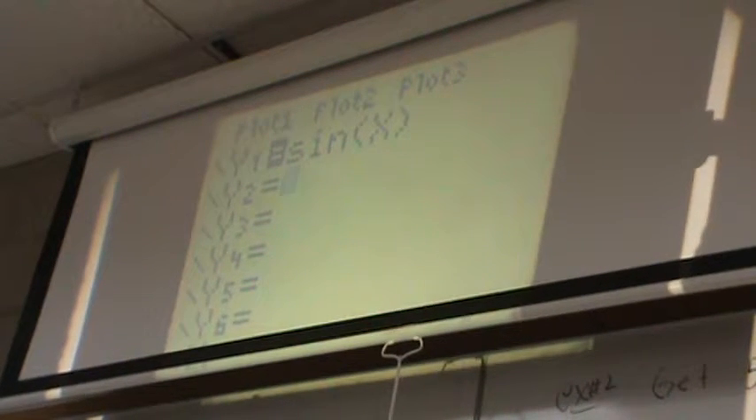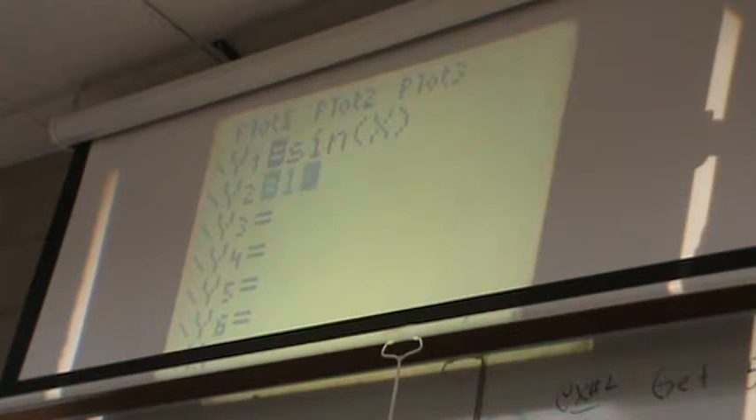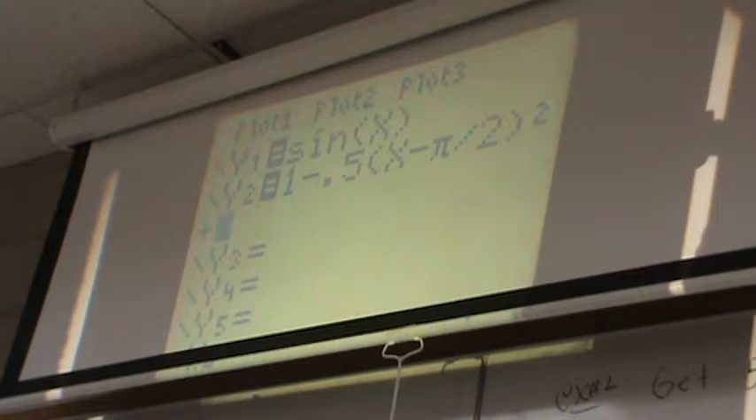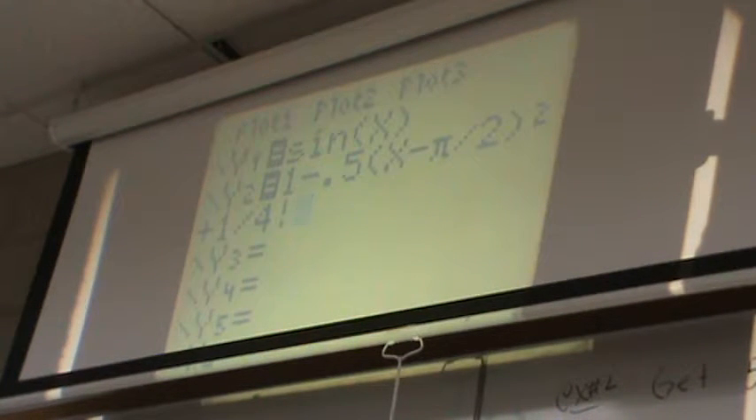So now, here's y equals sine of x, but now I'm going to be centered at pi over 2. So I got 1 minus 0.5 x minus pi over 2 squared, and then plus 1 divided by 4 factorial times x minus pi over 2 raised to the 4th power. And so I'm going to graph them, and here's my sine graph. And here comes my 4th degree approximation.